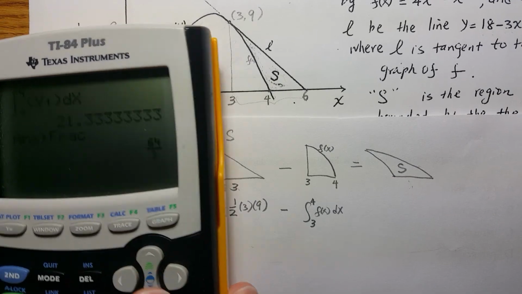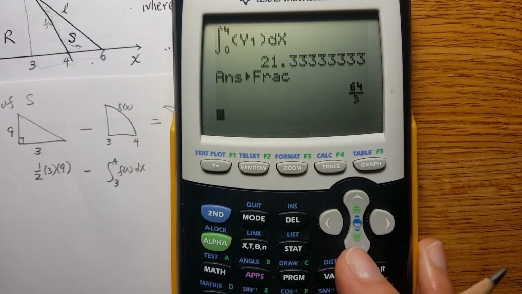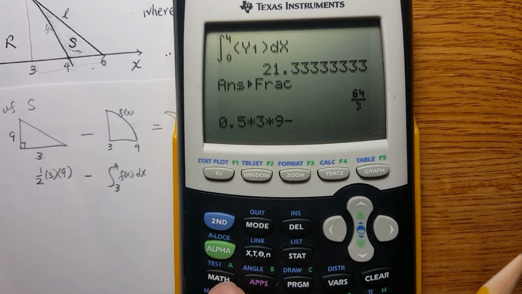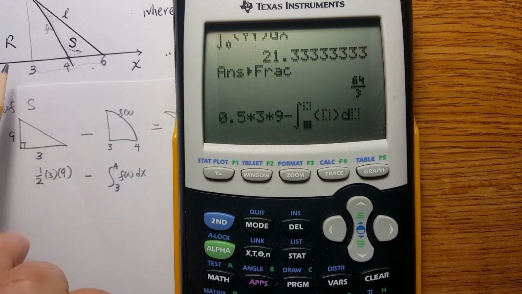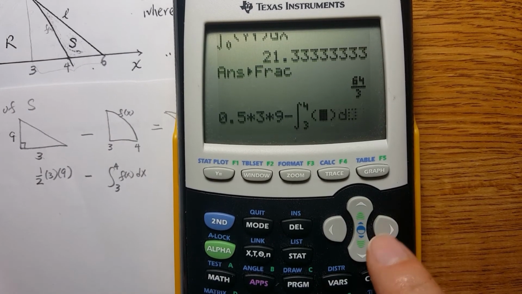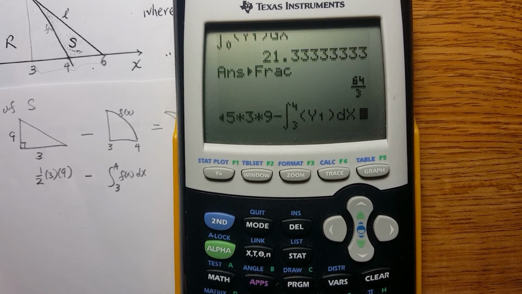Let me move this way so you can see better. So I'm going to have 1/2, so 0.5 times 3 times 9 minus integral, so math 9 is from 3 to 4, so 3 to 4, and then f of x I insert as my y1. So I type in my integral 3 to 4 y1 dx.